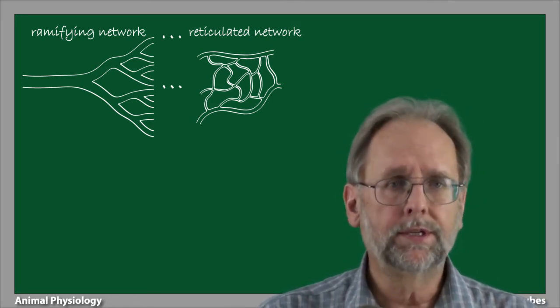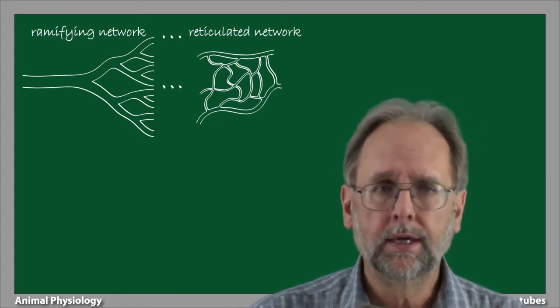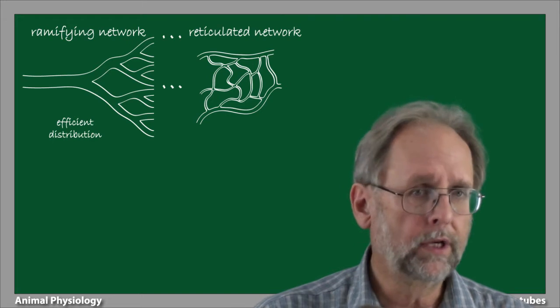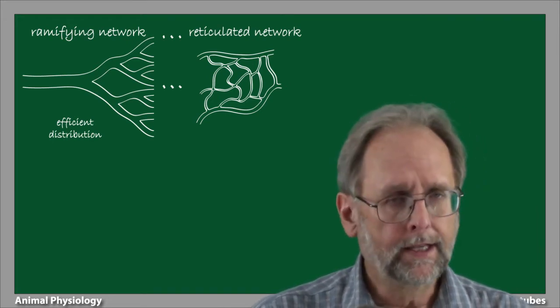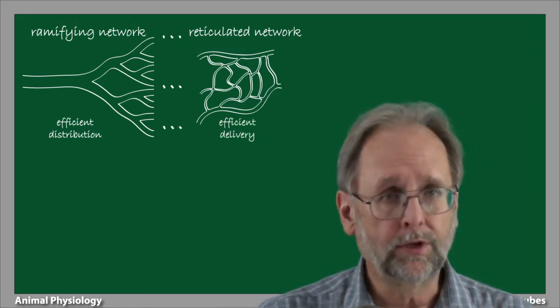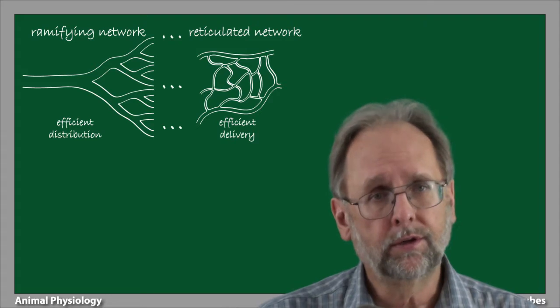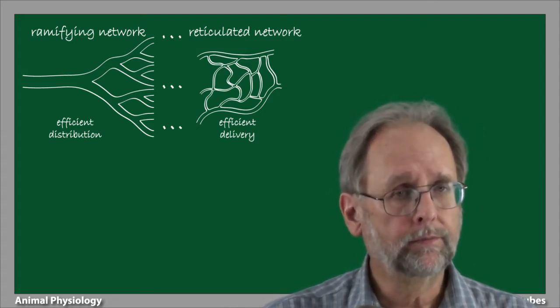The circulatory system has to do two mutually incompatible things. It must efficiently distribute the blood from the pump, namely the heart, throughout the body. At the same time, it has to ensure the effective delivery of materials like oxygen or nutrients to all of the body's ultimate customers, so to speak, the cells.